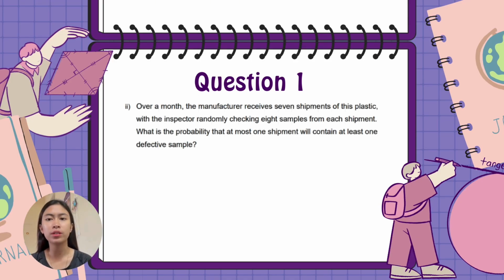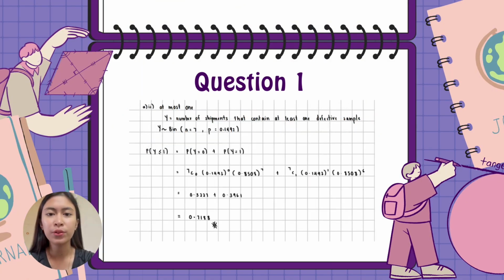As for the next question, we look at 7 shipments. Here, a success is defined as a shipment having at least 1 defective sample. The question asks for the probability that at most 1 shipment will contain at least 1 defective sample. So for the calculations, we define Y as the number of shipments that contain at least 1 defective sample. So our new n is 7, and our probability p now is 0.1492, which is from our last step.